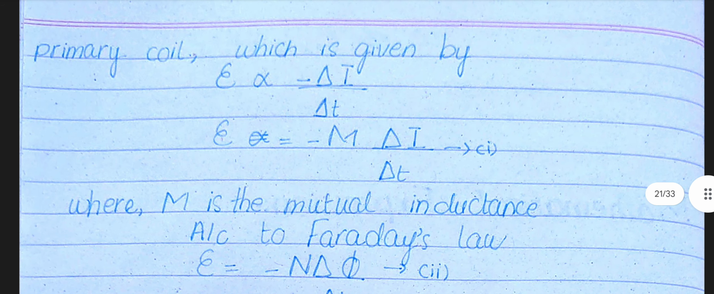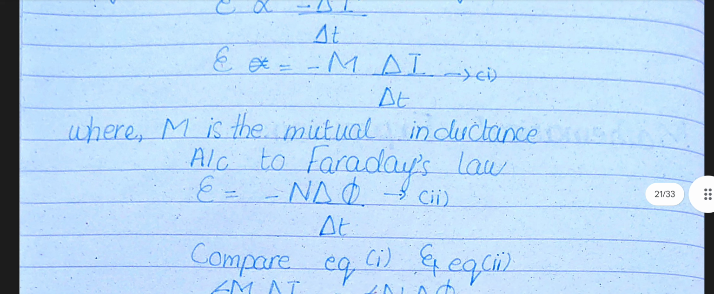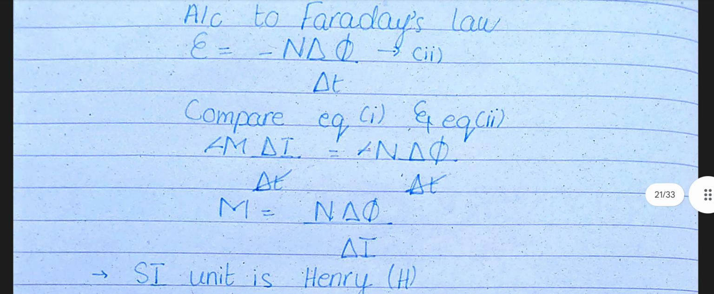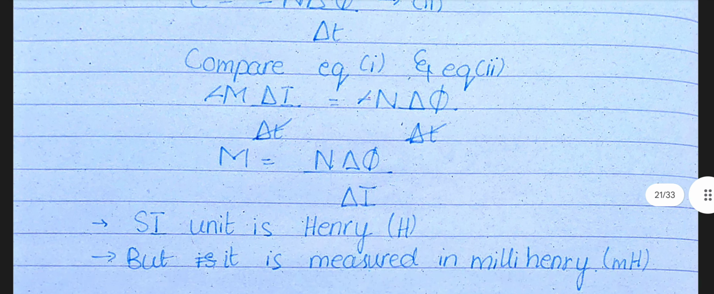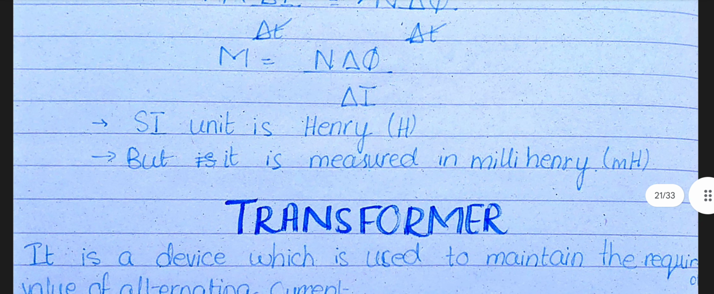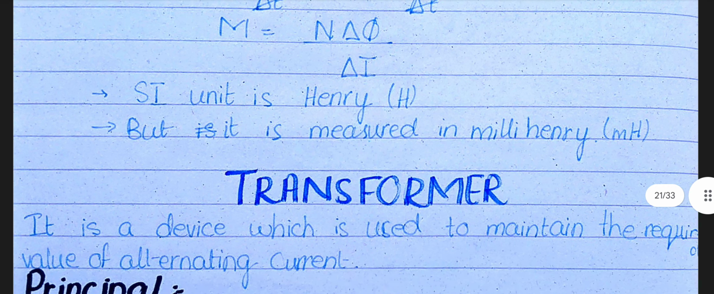E is equals to minus m delta I upon delta t. Equation 1, where m is the mutual induction. According to Faraday's law, E is equals to minus n delta phi upon delta t. Equation 2. Comparing equation 1 and equation 2, minus m delta I upon delta t is equals to minus n delta phi upon delta t. M is equals to n delta phi upon delta I. The SI unit is Henry, but it is measured in millihenry and microhenry.